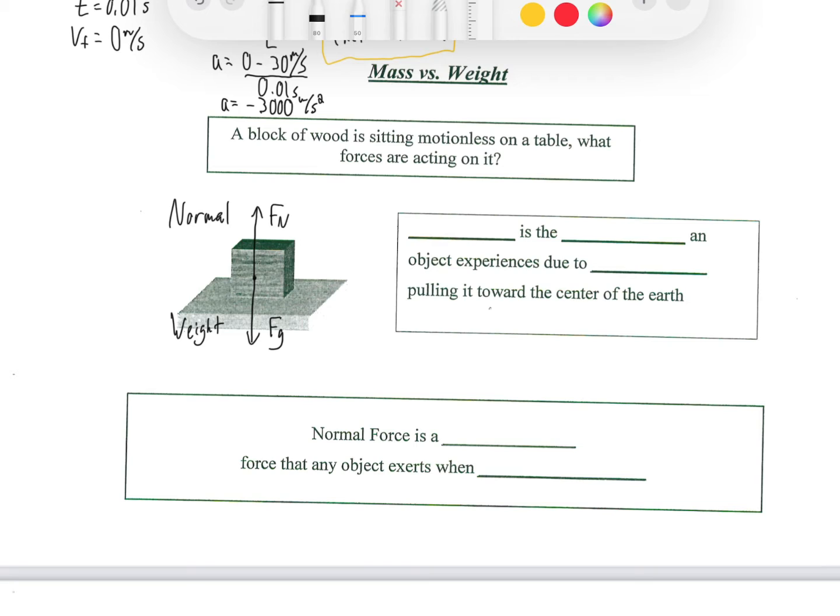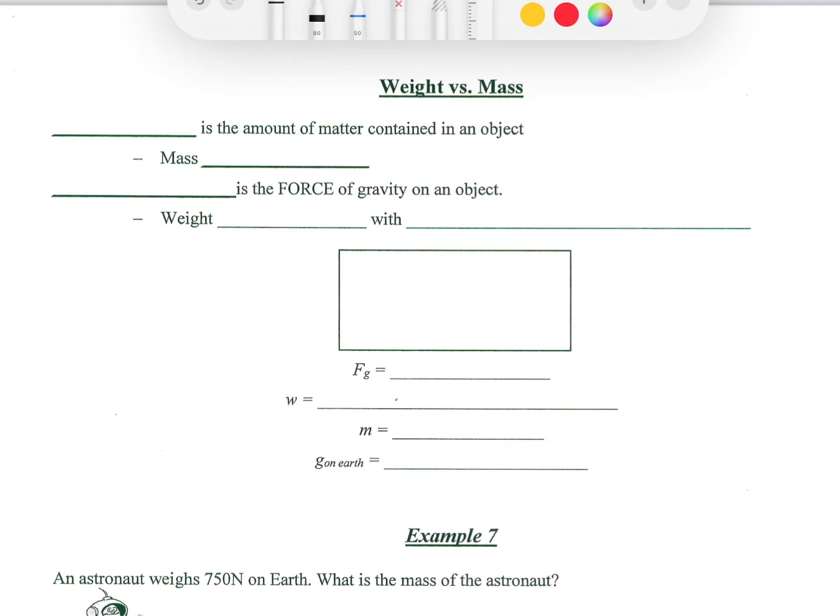And weight is the force an object experiences due to gravity pulling it toward the center of the earth. So that's the one that pulls down, and then pushing up, the normal force is a reaction force that any object exerts when pushed on. So when you push on something, you will feel that object or surface pushing back, and that is called the normal force.